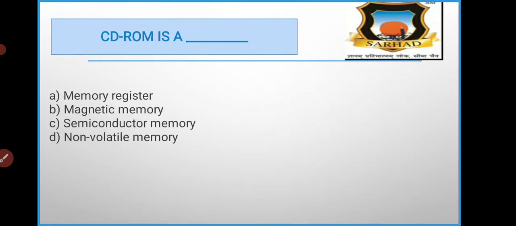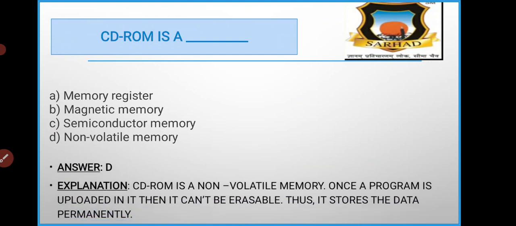Now question number 21. CD-ROM is a dash dash. Option A, it is a memory register. Option B, it is magnetic memory. Option C, it is semiconductor memory, and option D, it is non-volatile memory. So which one is correct? Option D is correct. CD-ROM is a non-volatile memory.